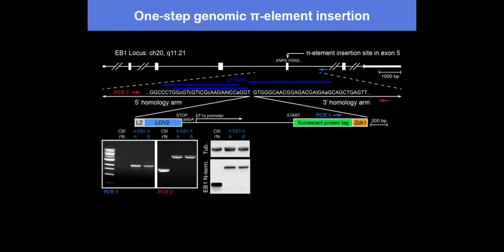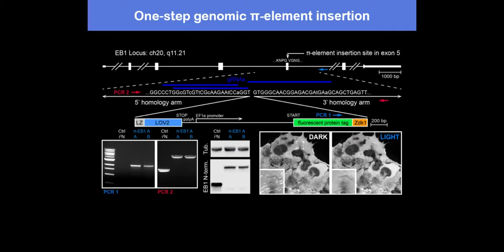Genomic PCR and immunoblotting simply confirm successful insertion of this pi element, and these images show induced pluripotent stem cell colonies generated in this manner, in the dark and during blue light exposure, demonstrating the expected pi-EB1 dissociation at growing microtubule ends.